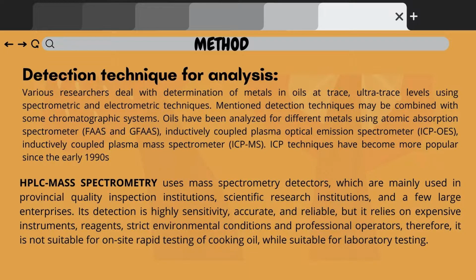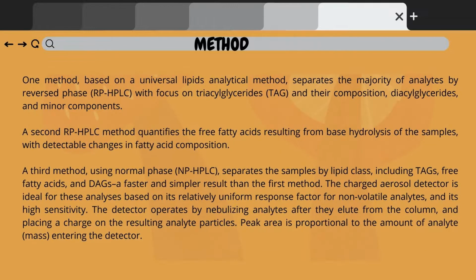HPLC mass spectrometry uses mass spectrometry detectors, which are mainly used in provincial quality inspection institutions, scientific research institutions, and a few large enterprises. Its detection is highly sensitive, accurate, and reliable, but it relies on expensive instruments, reagents, strict environmental conditions, and professional operators. Therefore, it is not suitable for on-site rapid testing of cooking oil, while suitable for laboratory testing.